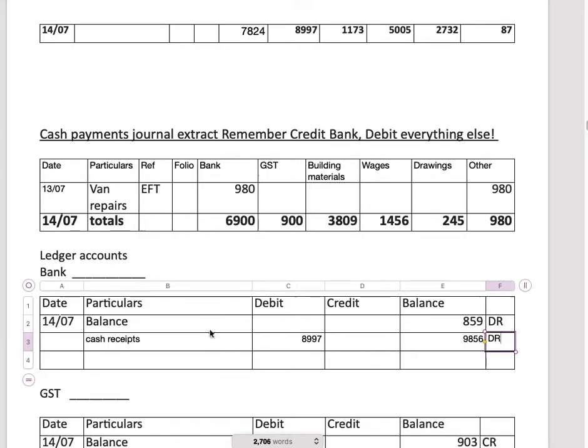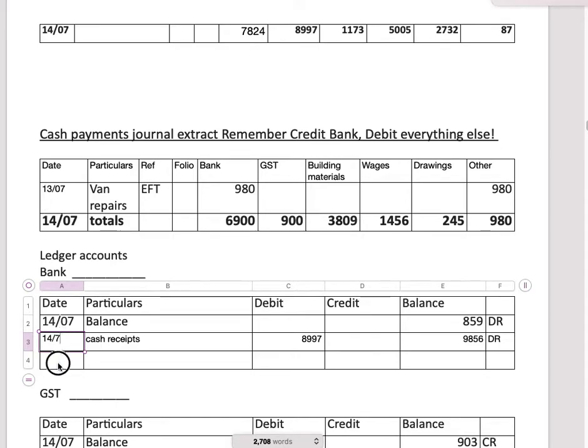Now, the best thing to do when you're doing these, always do your cash receipts before your cash payments, because otherwise you might end up with not enough money in your bank account and you don't want to have to worry about changing it. Now we need to put in the date, which we're using the date from the totals on the cash receipts journal, so that is once again the 14th of July.